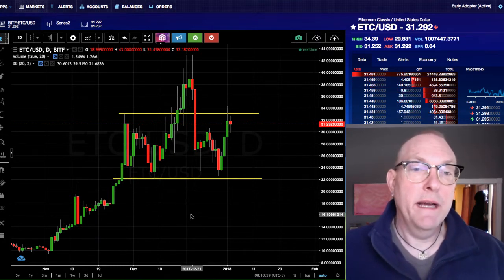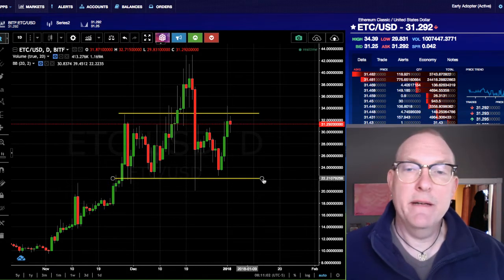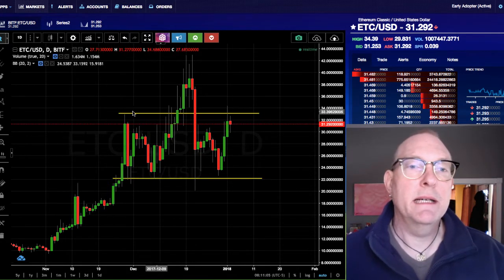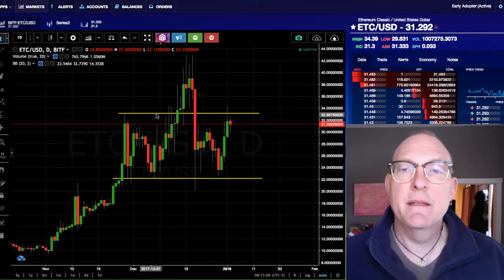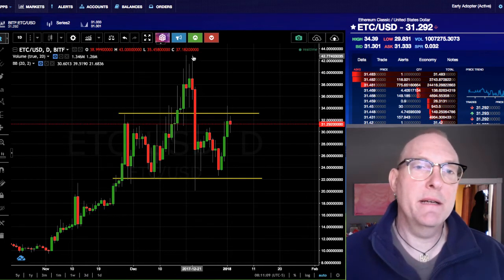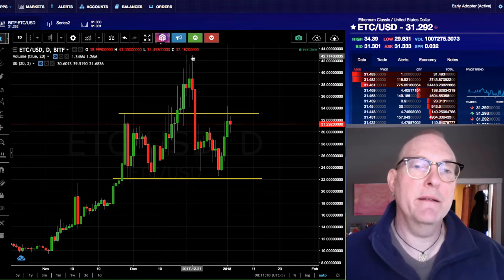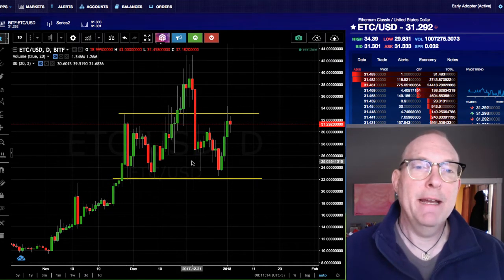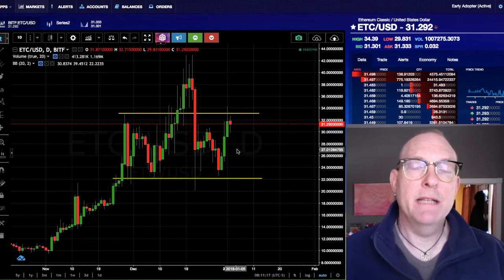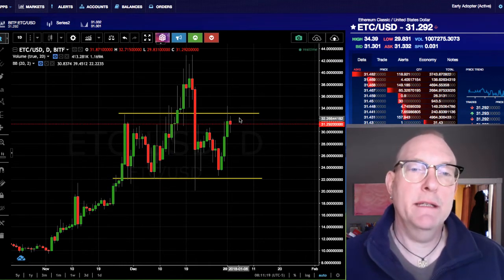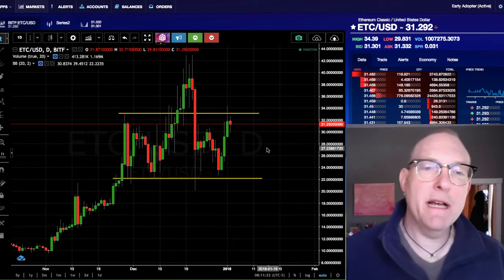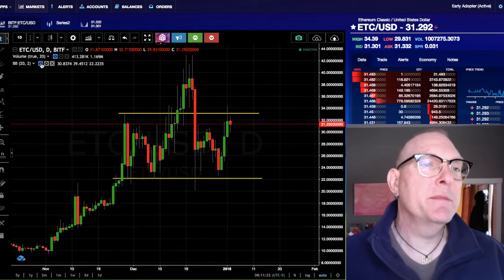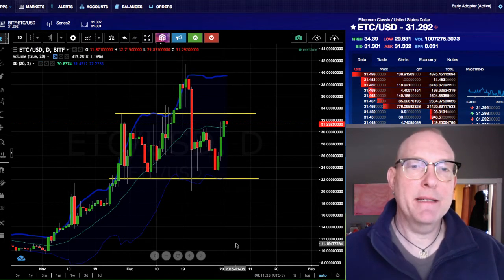Okay, I see a lot of support down here at 22. I see quite a bit of resistance here at 32. It broke through the resistance, couldn't make it, and then we had that pre-Christmas sell-off of everything, and now it's kind of not sure what's going to happen, right? And it's working in the sideways channel. Let's pop the Bollinger Bands on and see if anything makes sense.